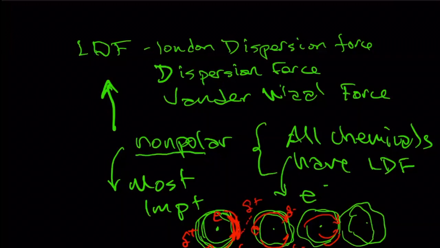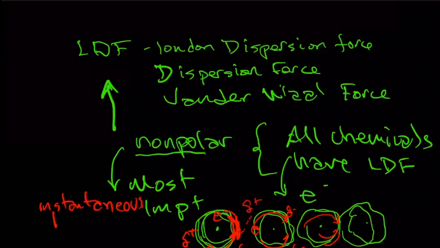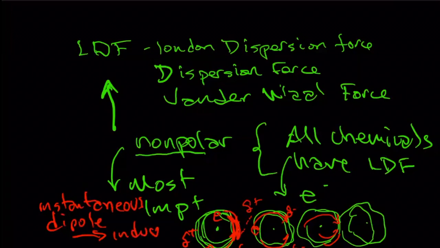And then what you have is a trickle down effect where these things are going to have an instantaneous dipole. So we have an instantaneous dipole, and then it's going to induce a dipole on its neighbor. And then that neighbor, now that it's having a dipole because it's induced from another element or molecule, is going to create its own dipole, and then it induces its neighbor. So that's the way London dispersion force works.